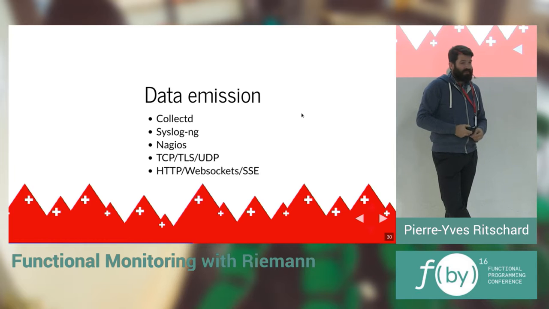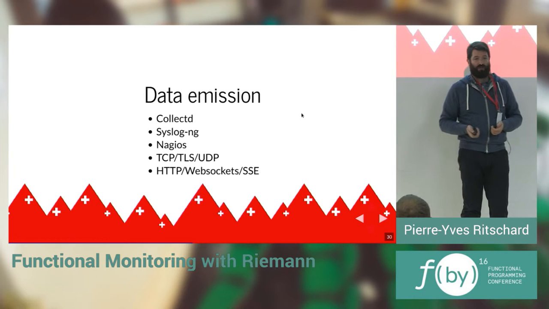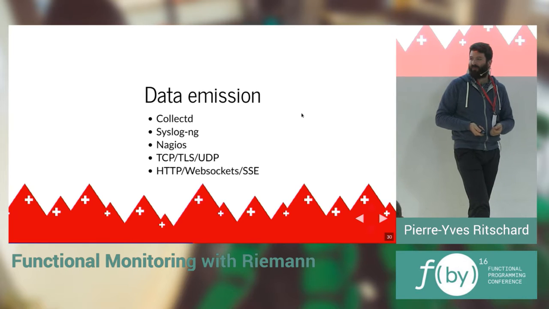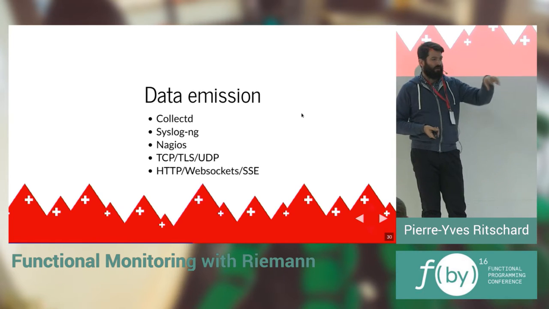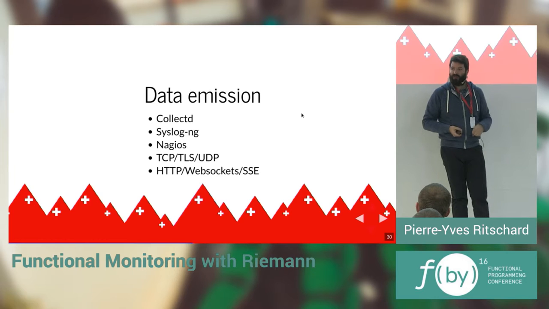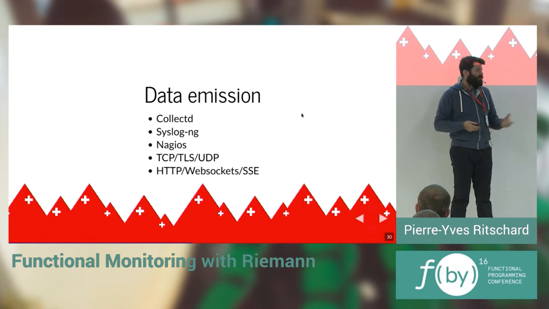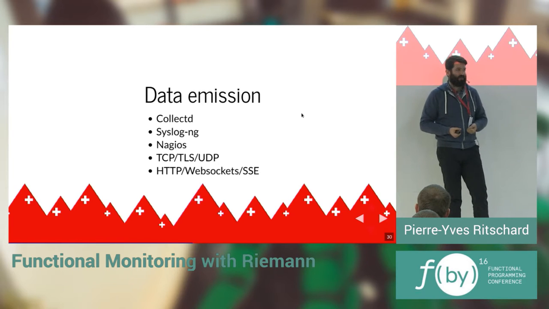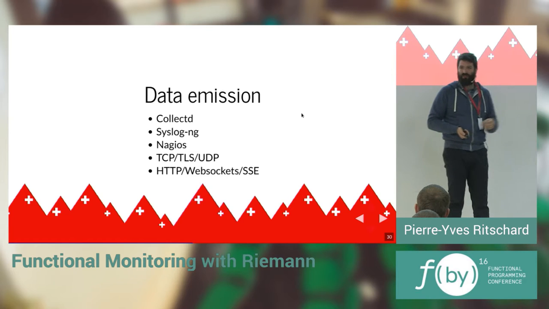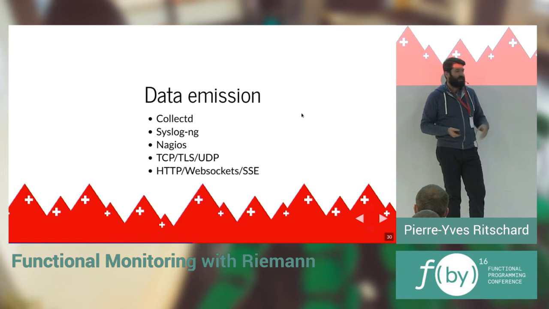In terms of data emission, apart from sending events from within your application, there are also plenty of software out there that know how to send data natively to Riemann. CollectD and SnapTelemetry are system metric collection agents, which tell you the standard things that live on a system, but can also go down and look at, you know, is your database correctly replicated, or things like this. Syslog-ng allows you to say whenever there's a log message that matches that pattern or whose level is critical, then send it out to Riemann. Nagios is also able to forward some things to Riemann, and there's also, of course, native transport available.